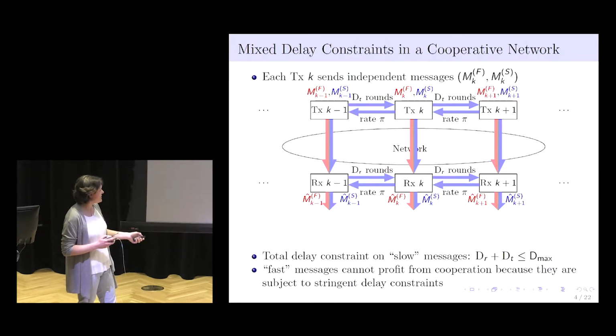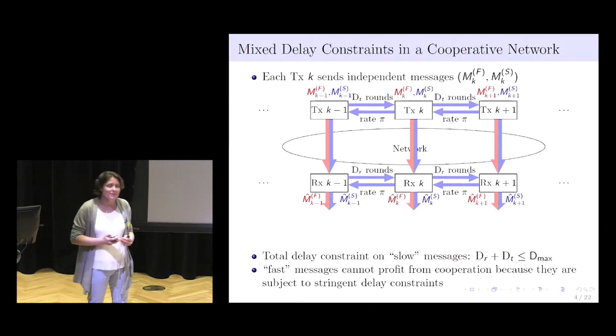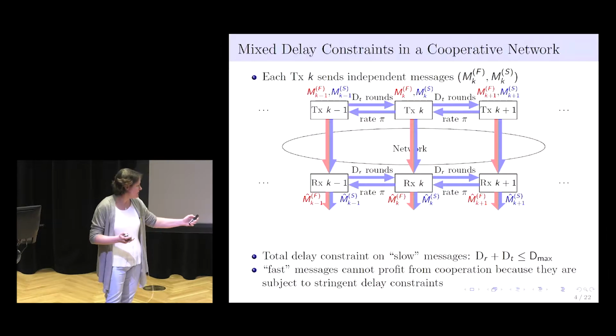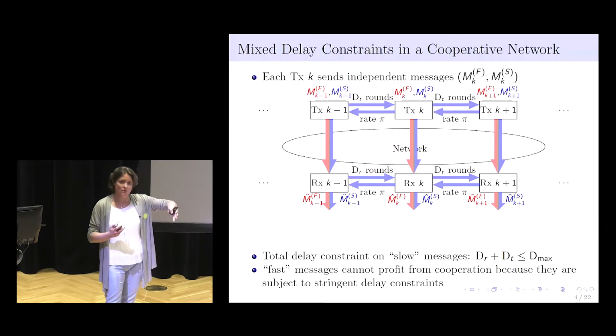So the fast messages cannot profit from the cooperation. Their encoding needs to be immediate, and their decoding needs to be immediate. Then we have the communication of the slow messages. They cannot wait forever. We still have the D_max constraint. D_max is a system parameter, the maximum delay they can incur. But D_R and D_T are design parameters, depending on whether we want more delay at the transmitter or at the receiver side.